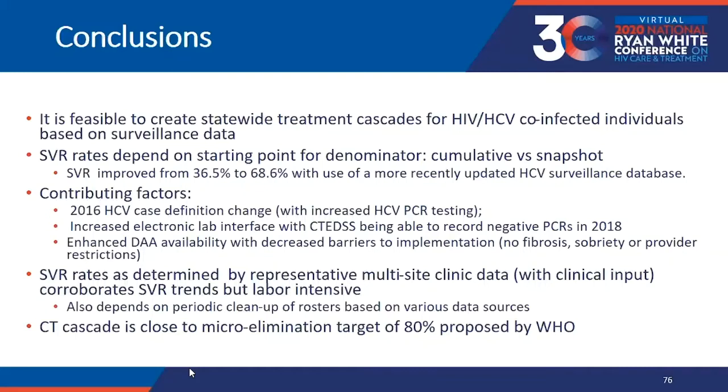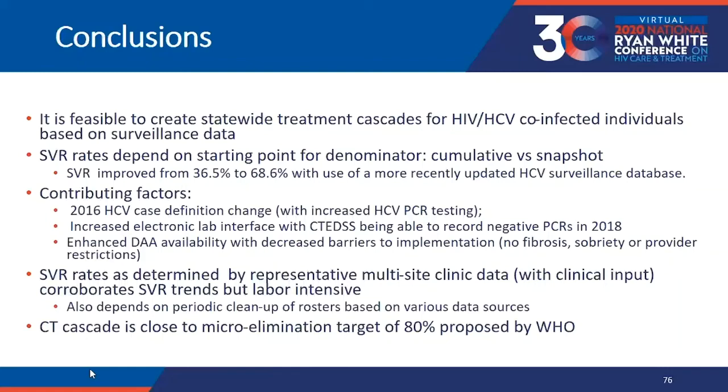Our multi-site data also shows that our SVR rates with clinical input corroborate these SVR trends, and it is labor intensive, but it does include our clinics and gets them engaged in this process. But they do have to be involved in cleaning up their rosters. But they do it, and they do become engaged in the process. So the Connecticut cascade is quite close to the micro elimination targets based on the data that we presented. Next slide.